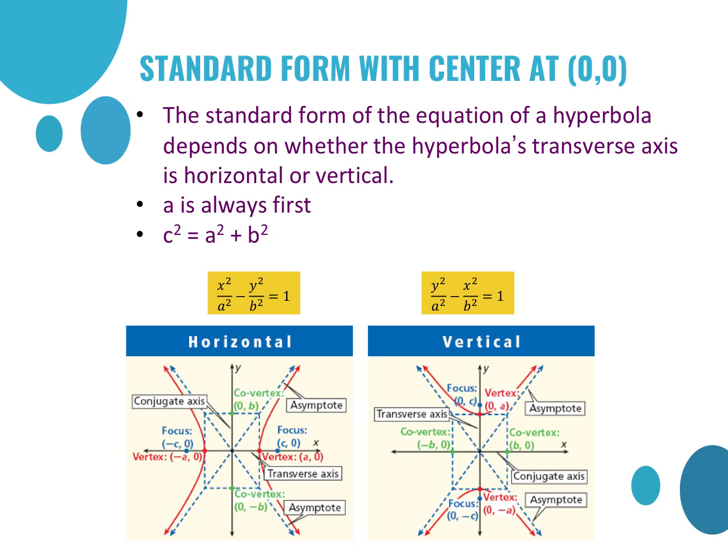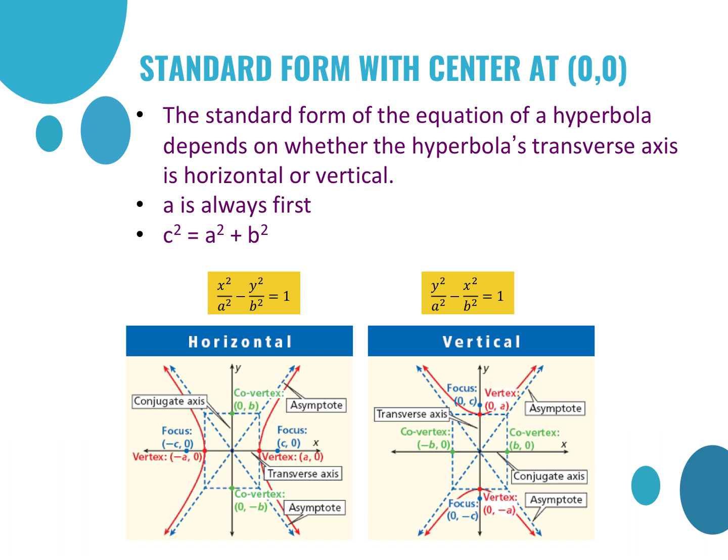Let's go ahead and see the standard form. So this is when the center again is at 0, 0. The standard form of the equation depends on whether the hyperbola transverses the x-axis or the y-axis, or if it's horizontal or vertical. And a is always going to be first this time. So the a squared is always going to be the bottom denominator. Here, the x squared and the y squared are going to switch.